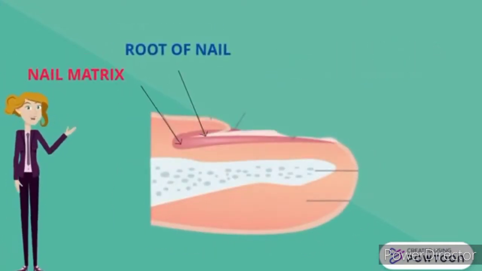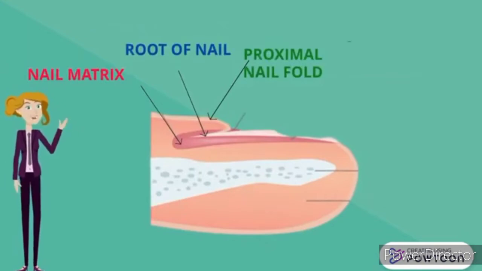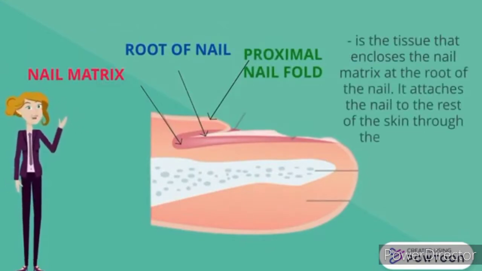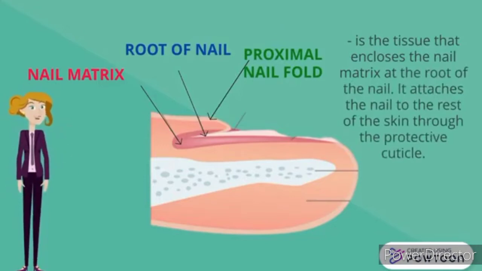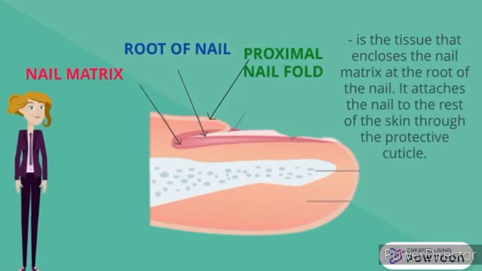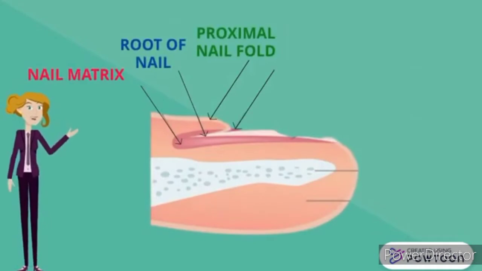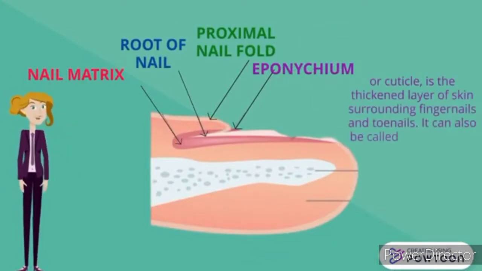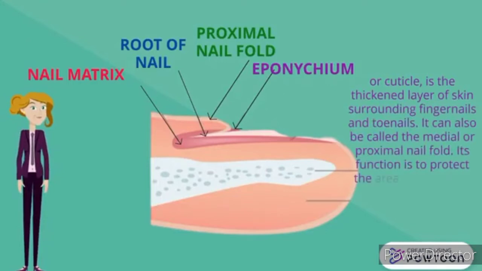Another is proximal nail fold. It is the tissue that encloses the nail matrix at the root of the nail, attaches the nail to the rest of the skin through the protective cuticle. Another is eponychium, or also known as cuticle. It is the thickened layer of skin surrounding fingernails and toenails. It can also be called the medial or proximal nail fold. Its function is to protect the area between the nail and epidermis from the exposure to bacteria.